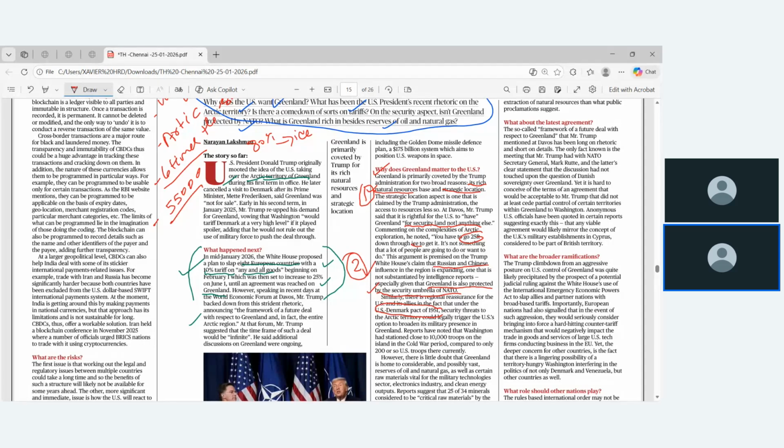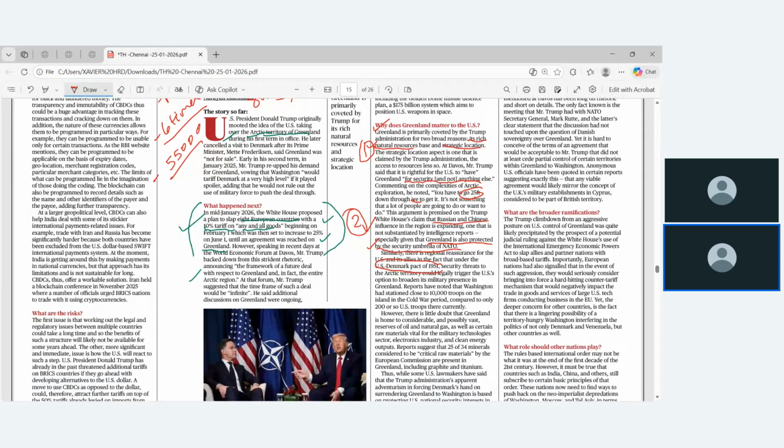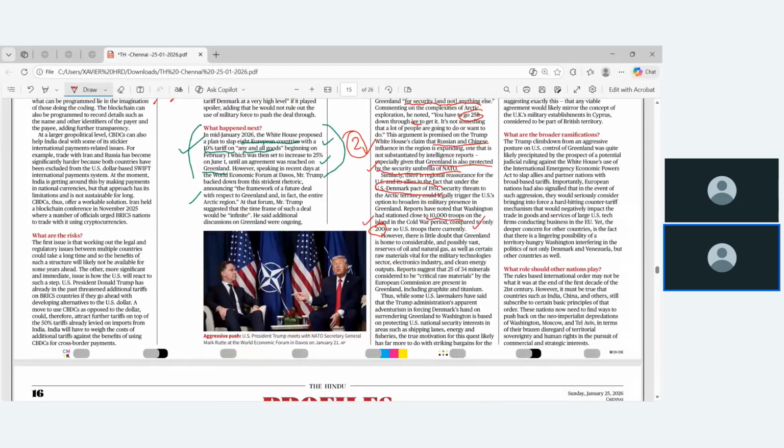Based on that agreement, the report has noted that Washington stationed around 10,000 troops on the island during the Cold War period. Now it has been reduced to just 200 US troops currently present there. Okay, and come to the last paragraph.